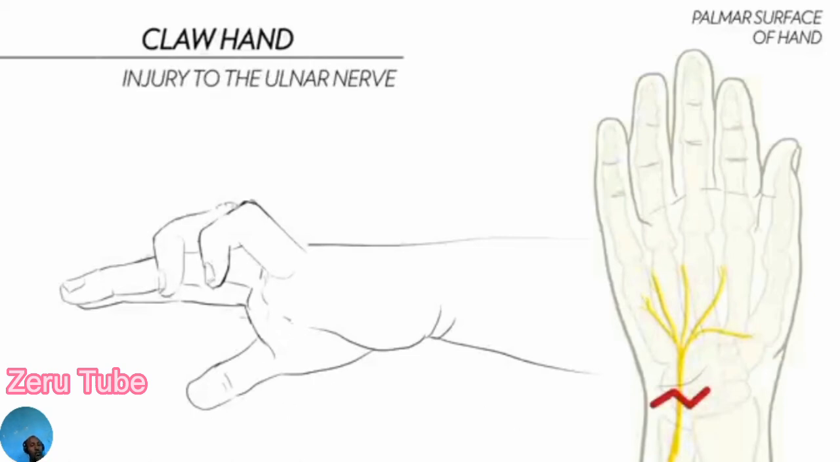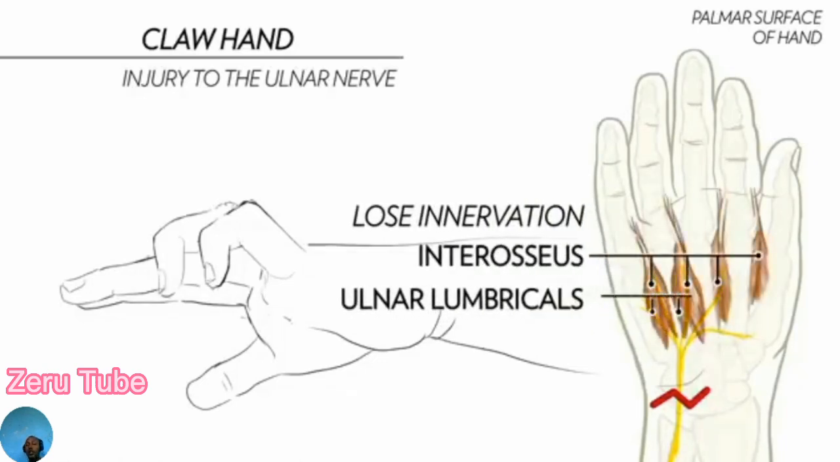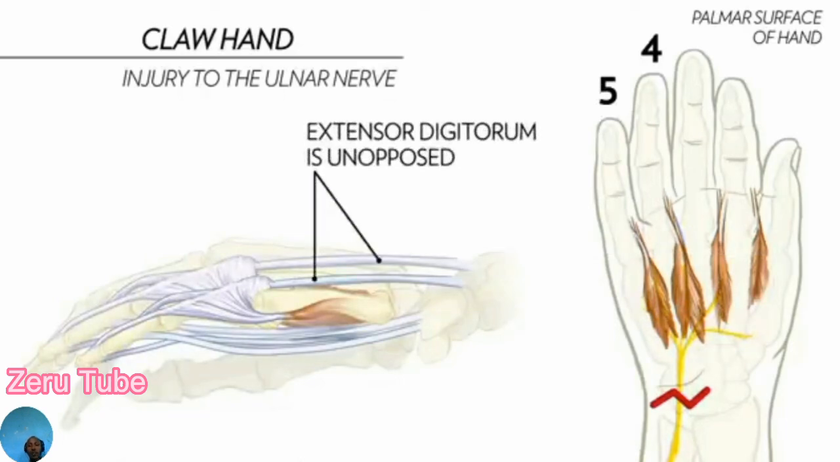So ulnar nerve injury comes due to different factors which occur at the level of the wrist, and they can have the claw hand sign. This comes due to loss of innervation to the interosseous muscles and ulnar lumbricals, mainly affecting the fourth and fifth digits, but minorly affecting the third and second. So the fourth and fifth interosseous muscles are affected, and the extensor digitorum is unopposed during ulnar nerve injury.